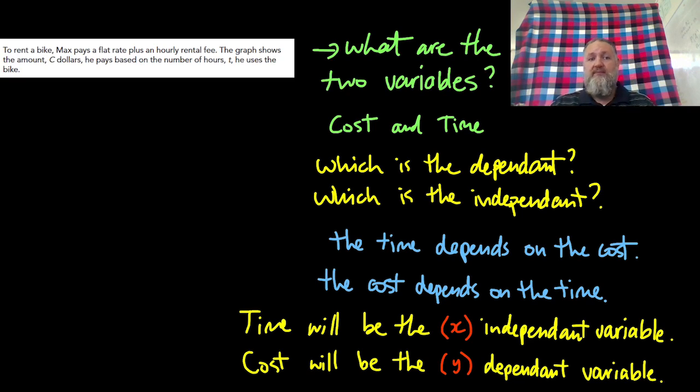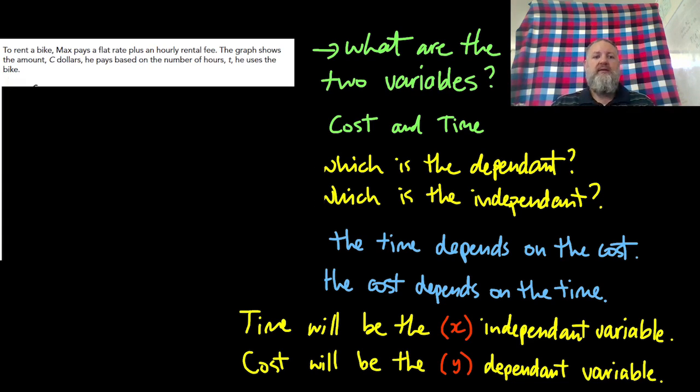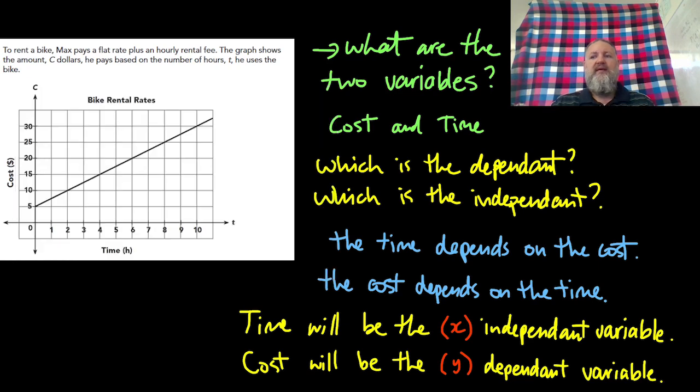Now, if I reveal the actual answer to this little graph that we have here, you will see that indeed we were correct. We've got time, which is, as we said, the independent or the x variable, and we have the cost, which is the y variable. And we can read this graph: if he was out for 6 hours, it would cost him $20. So it's really important to be able to determine which is the independent and which is the dependent, making sure that we get that right.